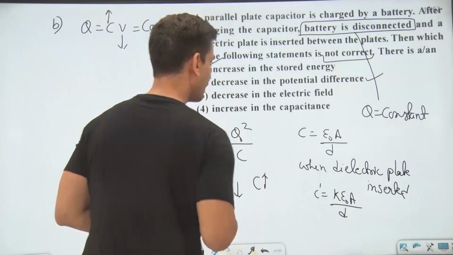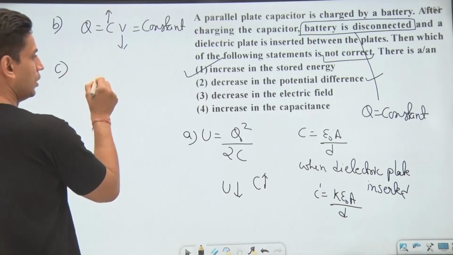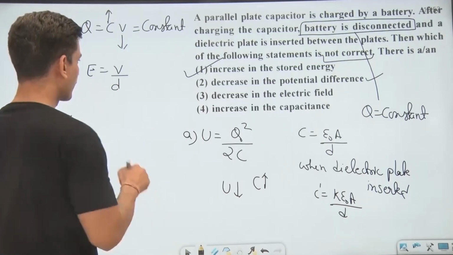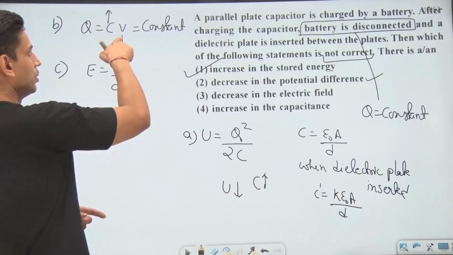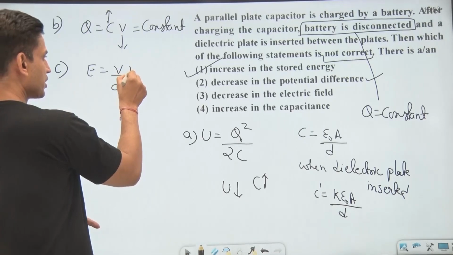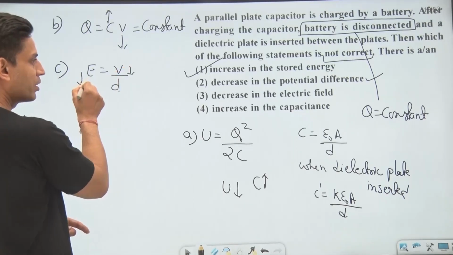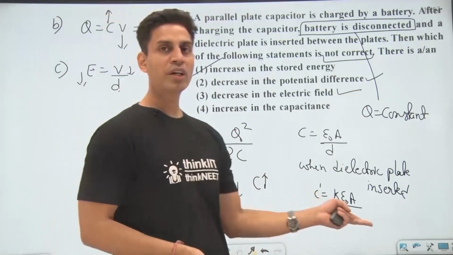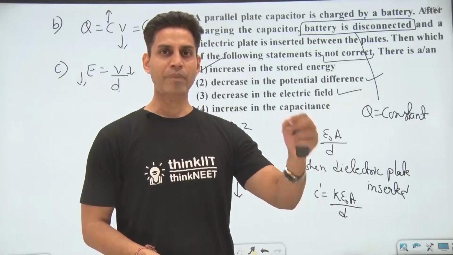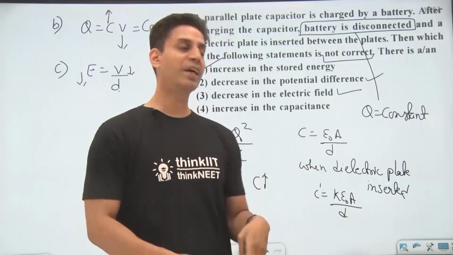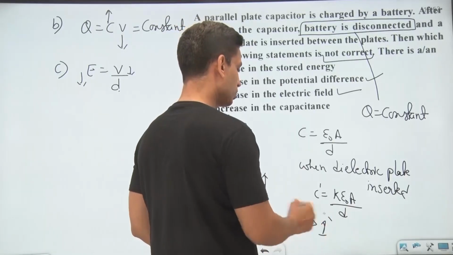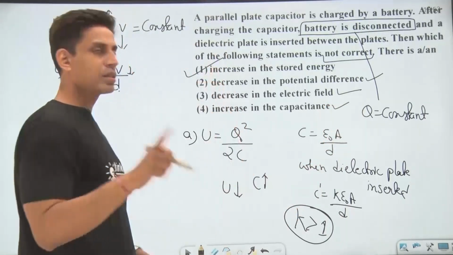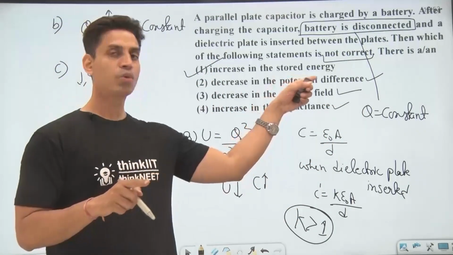This is correct. Decrease in electric field. Now, E is equal to V by D. D is the separation. As potential decreases, D remains the same, so E will decrease. This is also correct. Increase in the capacitance, we have already discussed that initial capacitance was epsilon naught A by D. Now it becomes K epsilon naught A by D, and K is greater than 1 for a dielectric. This is also correct. So the incorrect one is option number 1, increase in the stored energy.